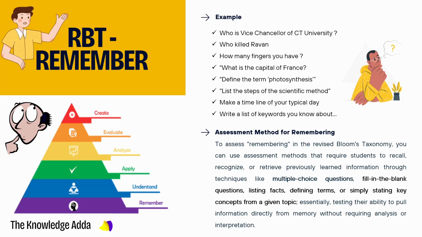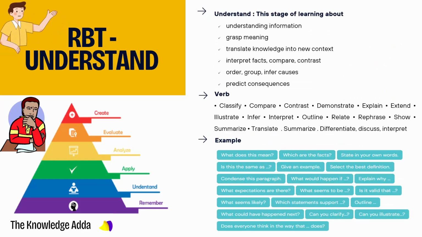So now, what should be the assessment method for remembering? To assess remembering in the revised Bloom taxonomy, you can use assessment methods that require students to recall, recognize, or retrieve previously learned information through techniques like multiple choice questions, fill in the blank questions, listing facts, defining terms, or simply stating the key concepts from the given topic.